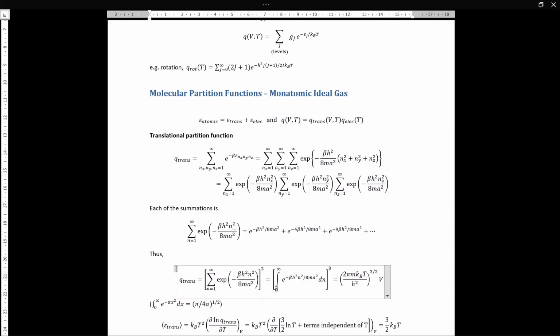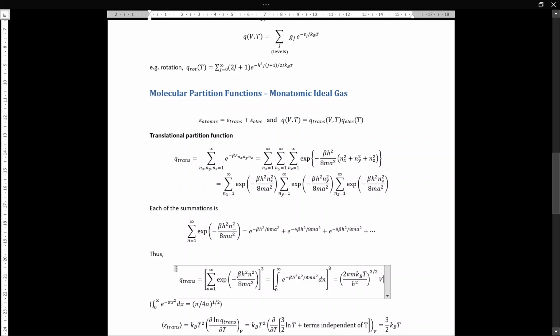See, even n is equal to 1 is a very small value. Okay, so n is equal to 0 will not matter. So I can integrate from 0 to infinity e to the power minus beta h squared n squared by 8 m a squared dn, and take the cube of that. Now this brings me to a standard integral, e to the power minus alpha x squared dx is equal to pi by 4 alpha to the power half, which gives me 2 pi m kBT by h squared to the power 3 by 2 times volume. Well, a cubed, I would put that equal to volume.